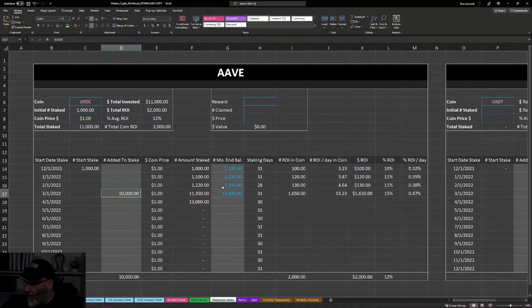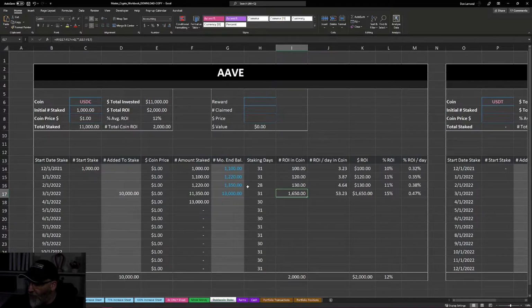So if you looked at it, I'm gaining 100, 120, 130 because I'm getting 10, 11% on 1,000, 1,100, 1,200. As soon as I pumped that up to 11,350 tokens, then I was earning 1,650 tokens per month. So now you start to see what's happening. If you're getting that kind of a percentage, you can see that a big, huge stake amount gets a lot more tokens. Obviously, that's just simple math.